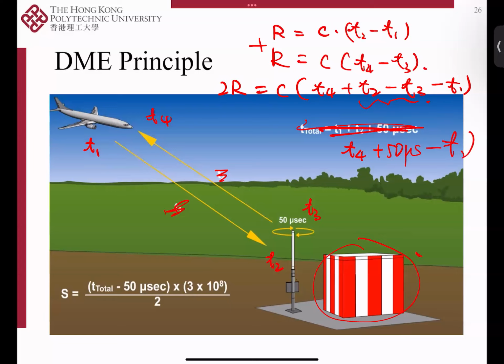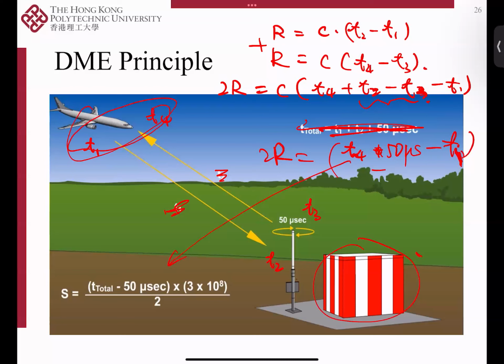No, it's actually, let me see, because T3 is larger, so it should be minus. Yeah, it should be minus. And looking like this, what we get is actually pretty much the same as this one. We have T4 multiplied by T1 is the total time on our aircraft.